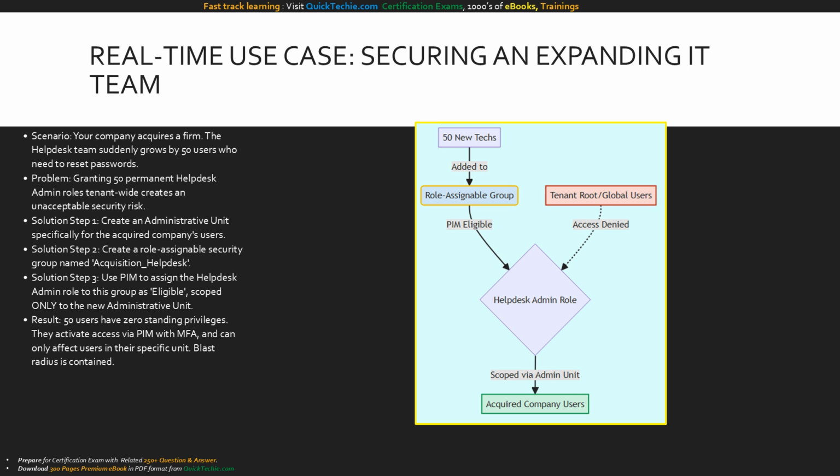In this final architectural diagram, you see the brilliant synergy of these features. The 50 techs enter the role-assignable group. Through PIM, they become eligible for the help desk admin role. But look at the routing. That role scope is forced through an administrative unit, pointing only to the acquired company users. Access to the broader tenant root and global users is firmly denied by the system architecture. This is zero trust identity governance in action.